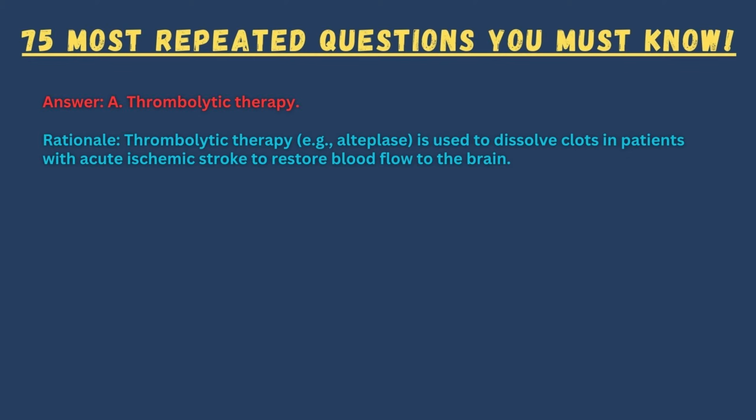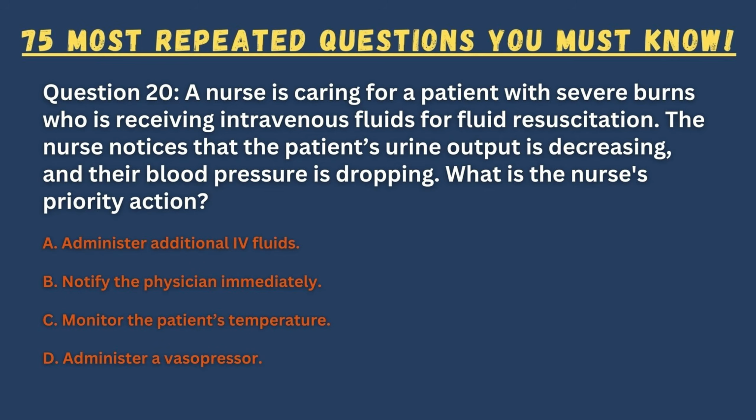Rationale: thrombolytic therapy, e.g. alteplase, is used to dissolve clots in patients with acute ischemic stroke to restore blood flow to the brain. Question 20. A nurse is caring for a patient with severe burns who is receiving intravenous fluids for fluid resuscitation. The nurse notices that the patient's urine output is decreasing and their blood pressure is dropping. What is the nurse's priority action?